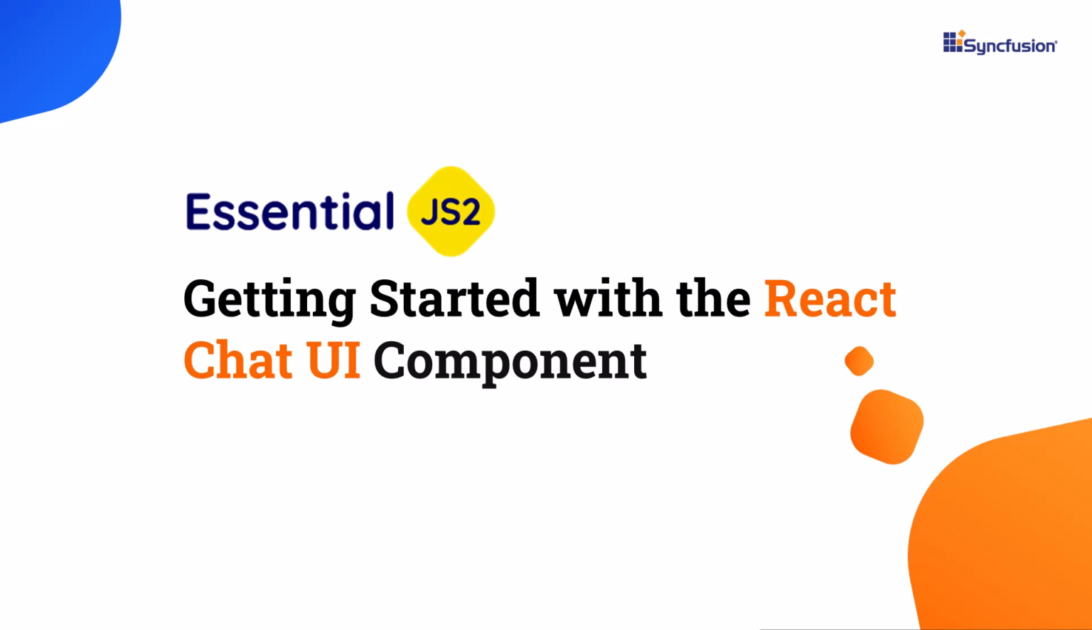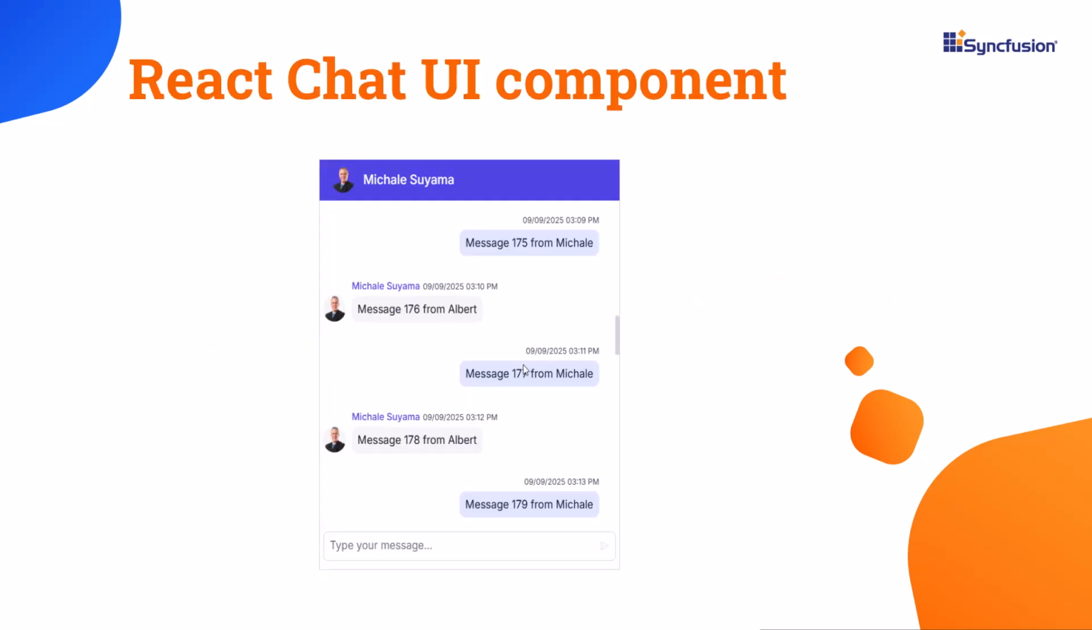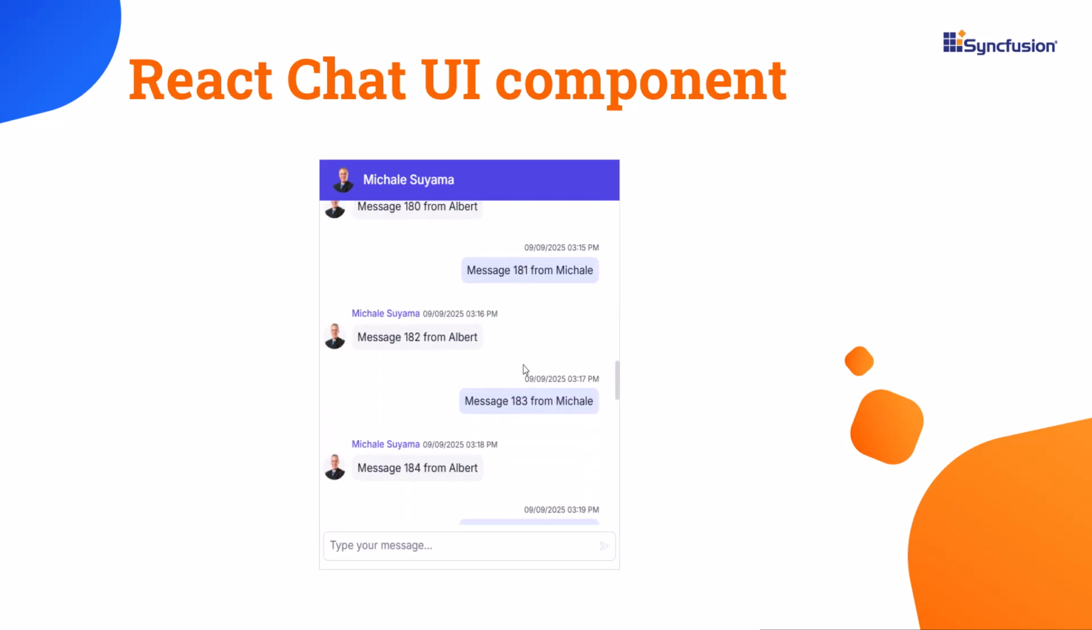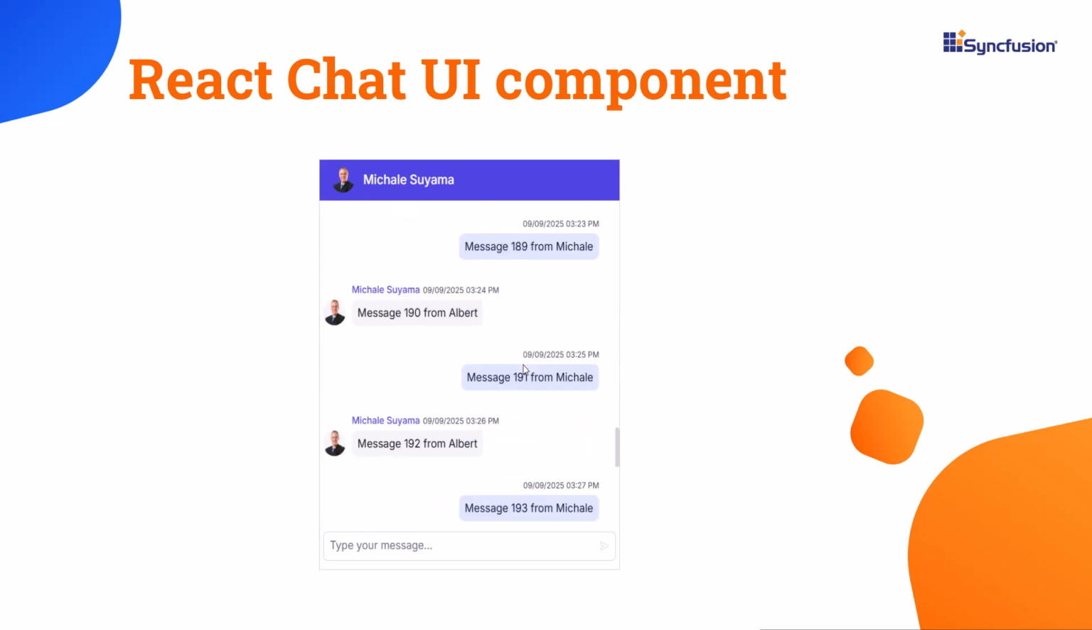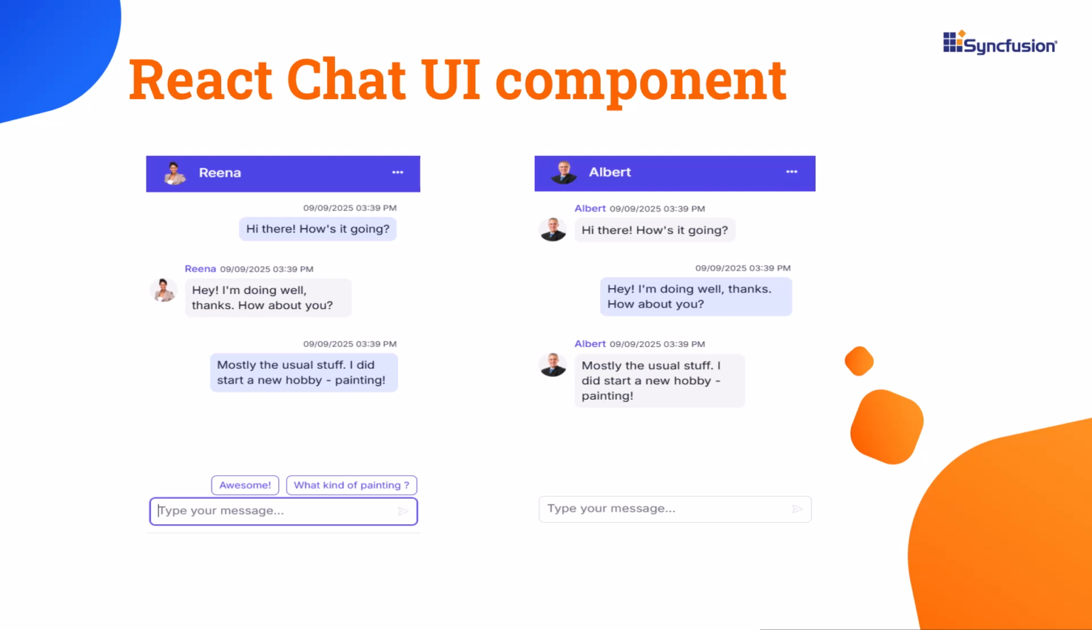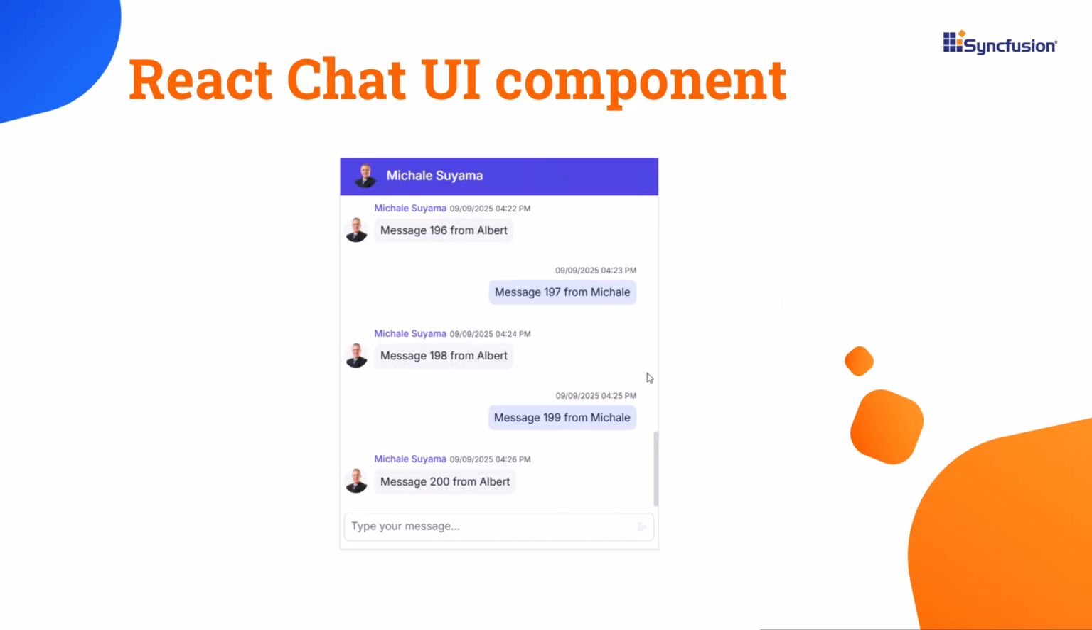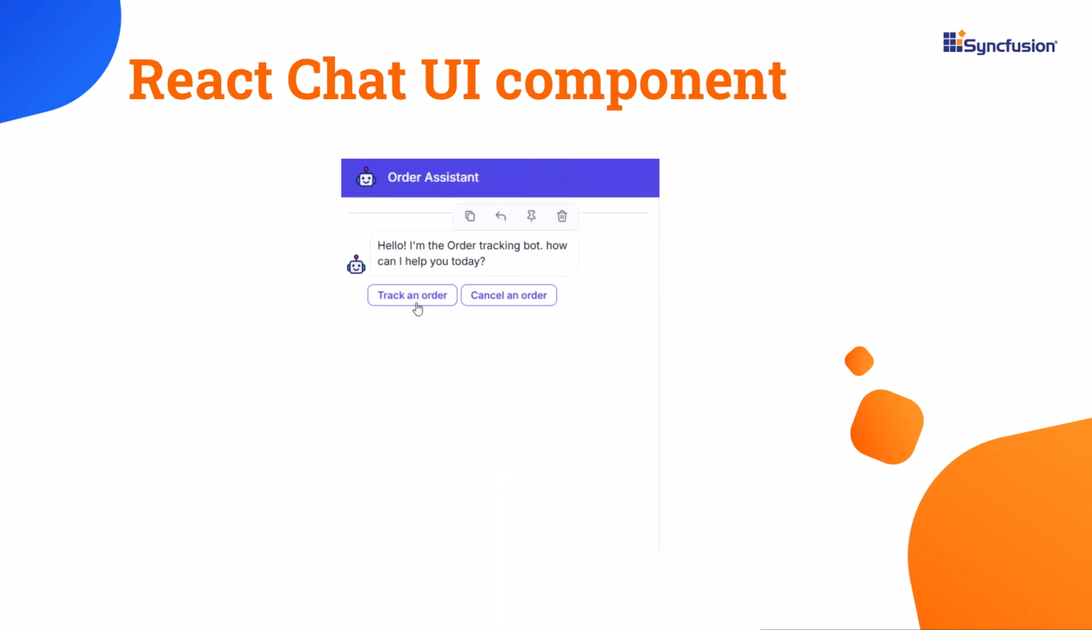Welcome to the React Chat UI component tutorial. The Chat UI is a lightweight and highly customizable component designed for creating modern chat interfaces. It displays conversations between two or more users, offers powerful features like real-time typing indicators, on-demand message loading, and message suggestions, and provides great user experience.